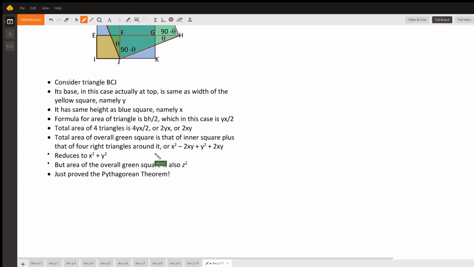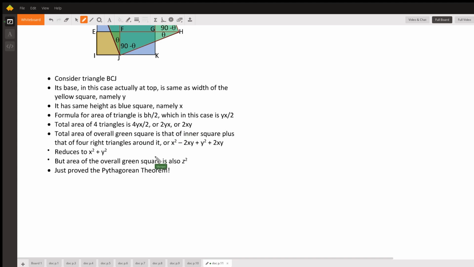So the total area of the inner square plus the 4 right triangles around it: that's the inner square, and that's the 4 right triangles. This cancels this, and it reduces to that. But it's also z squared, because the overall area of the green square is also z squared. So the area is that, but it's also that. We just proved the Pythagorean theorem.